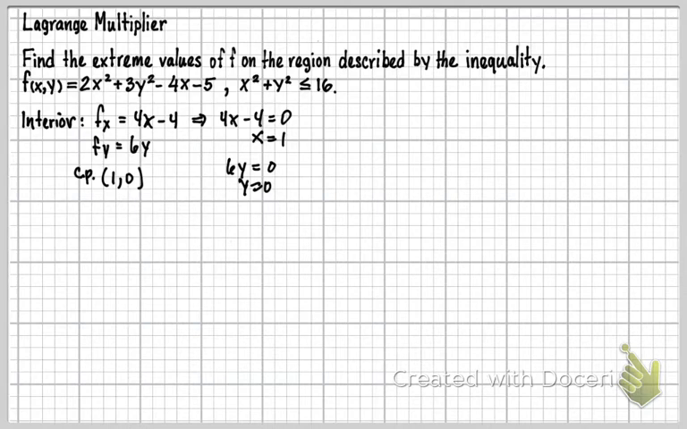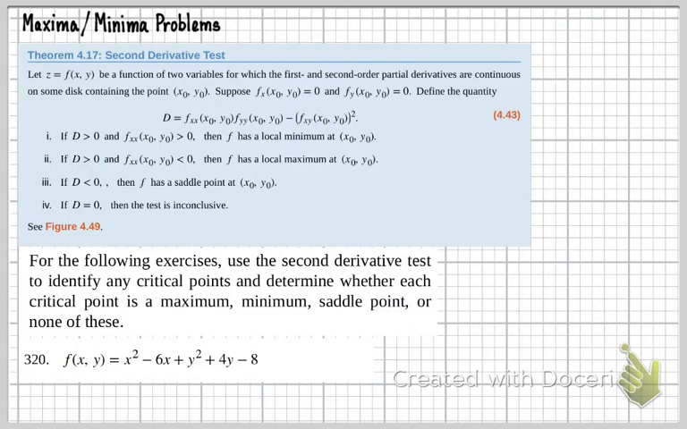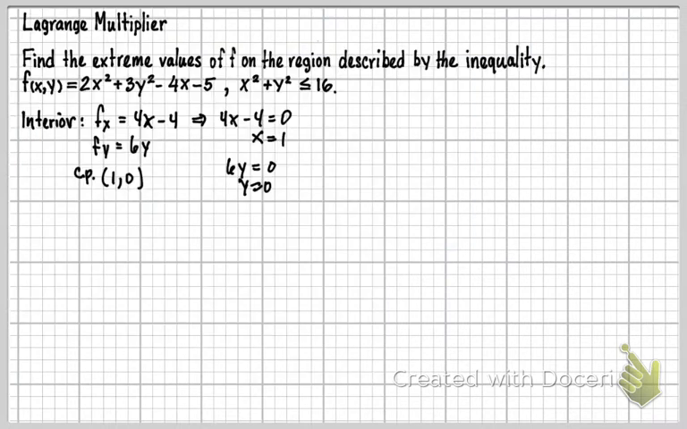Now we have to classify that point. Is it a local min, a local max? We have no idea. Is it a saddle point? So we're going to go all the way back to the second derivative test. That means we have to remember what D was, which is fxx times fyy minus fxy squared. Then we have to determine if these are positive, and whether they are minimums, maximums, saddles, or we know nothing about them. Good thing we only have 1 point.